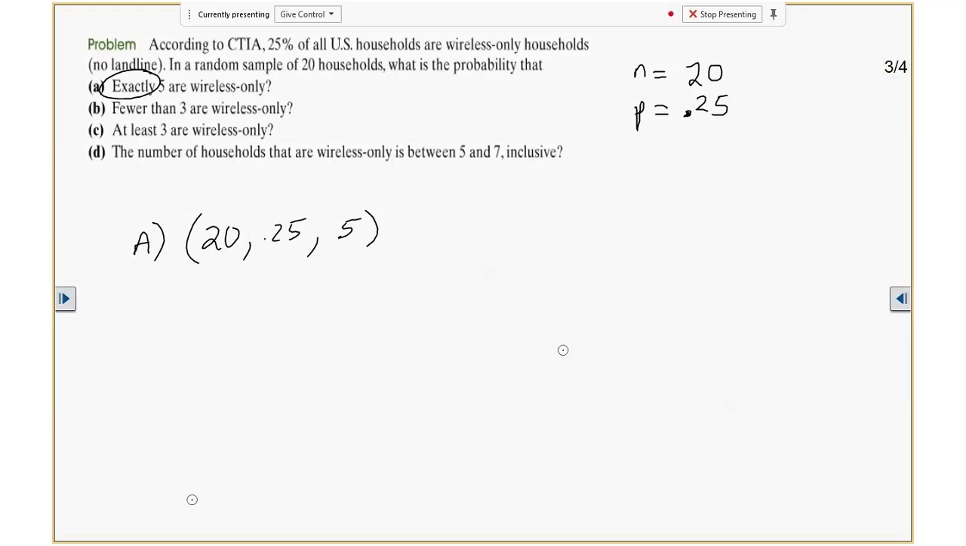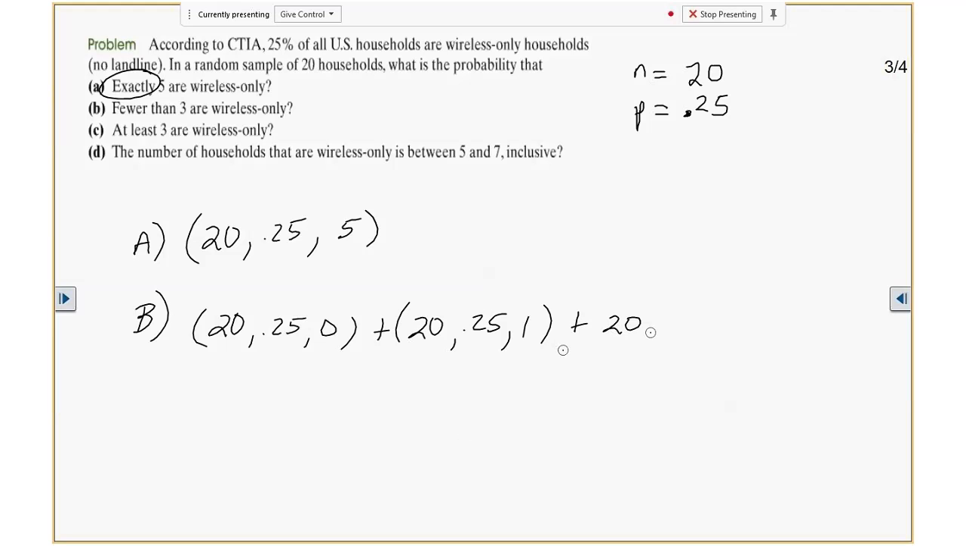Now, what does fewer than 3 mean? That means 0, 1, and what? 2. So 20, 0.25, 0, plus 20, 0.25, and 1, plus 20, 0.25, and 2. Because it says fewer than 3.